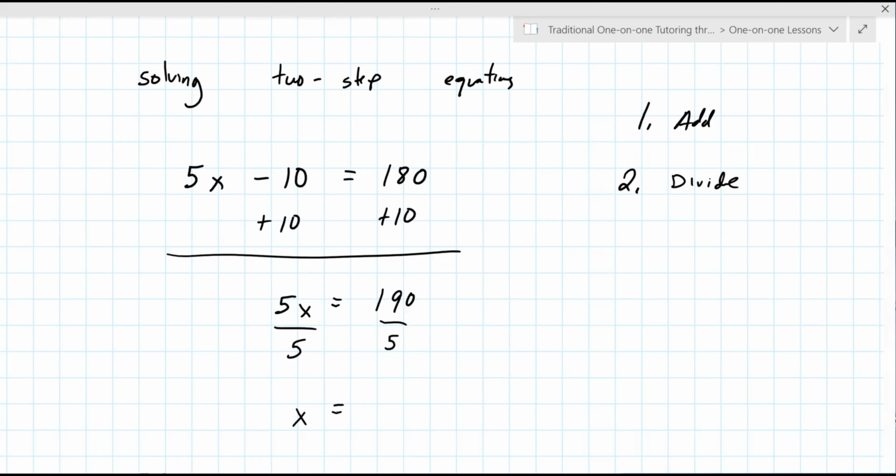I'm thinking. 38. So your answer is 38. That is correct. Very good. Okay, let's solve another two-step equation.